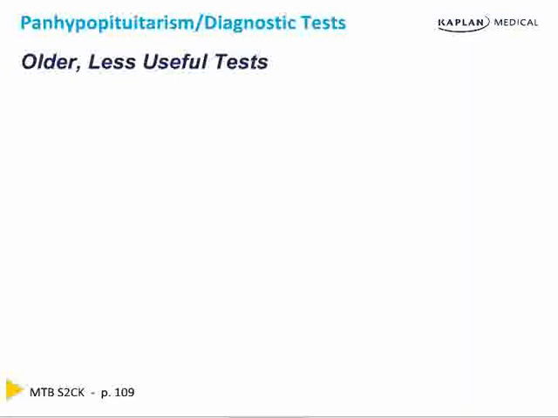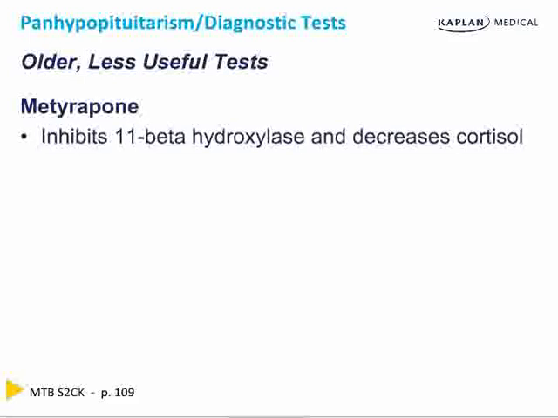Occasionally used tests for panhypopituitarism would be metirapone. The metirapone test is very difficult to understand because what it is basically doing is inducing an 11-beta-hydroxylase deficiency. See, metirapone inhibits 11-beta-hydroxylase. Well, 11-beta-hydroxylase is necessary to produce cortisol. So if you don't produce cortisol, how does it test your pituitary? Well, what acts as the feedback inhibition upon the pituitary except cortisol? Nothing. Only cortisol inhibits ACTH.